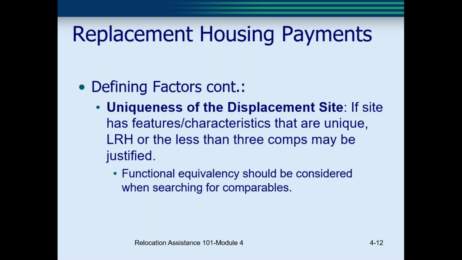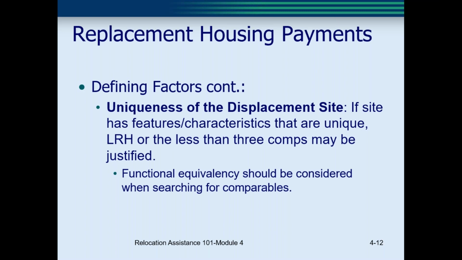So, the uniqueness of the displacement site. If the displacement site has features or characteristics that are unique to the market, last resort housing or the use of less than 3 comparables may be justified. Examples would be a finished basement or a converted garage, which adds an unusual amount of habitable living space or square footage. A ranch home in an area where ranch homes on the market are rare. Or if you have a house that has an unusually large number of bedrooms.